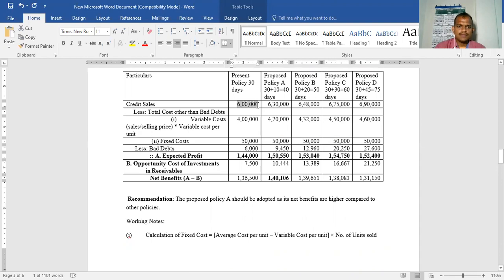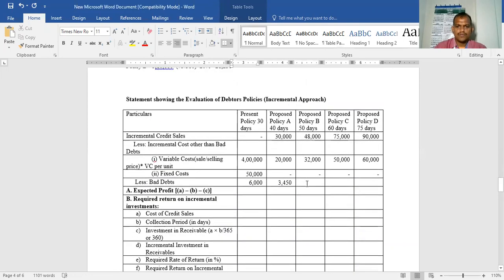For 6 lakhs credit sales, bad debts were 6,000, 1%. So for 6,30,000, bad debts were 9,450. Okay, but how much is increased? 3,450. We have to consider only incremental bad debts. Even here also, 12,960 minus 6,000, so 6,960.